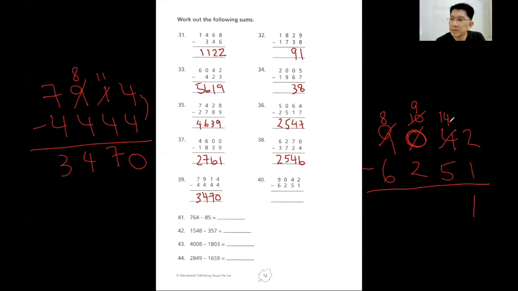All right. Now we can do it. 14 minus 5 is possible now because 14 is bigger than 5. 14 minus 5 is 9.